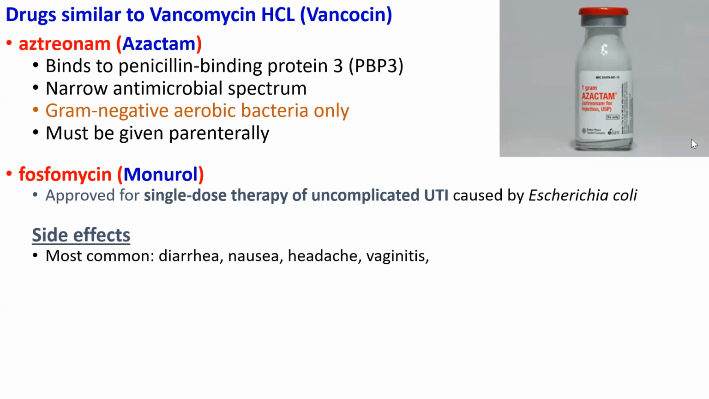Monurol, or fosfomycin, has been approved for single-dose therapy of uncomplicated UTI caused by E. coli or Enterococcus faecalis. It disrupts the synthesis of the peptidoglycan polymer strands that compose the cell wall of the bacteria. Most side effects of Monurol or fosfomycin: diarrhea, headache, vaginitis, nausea.